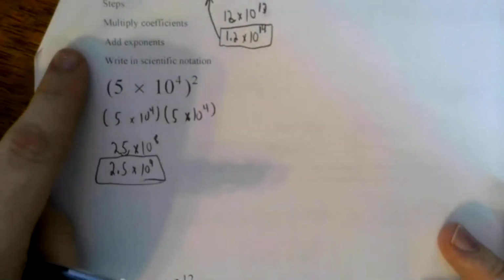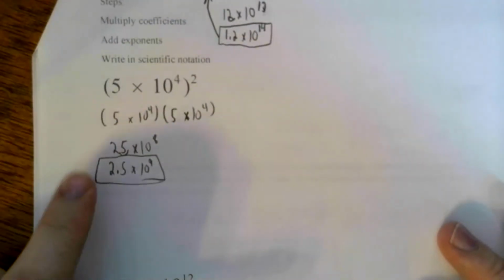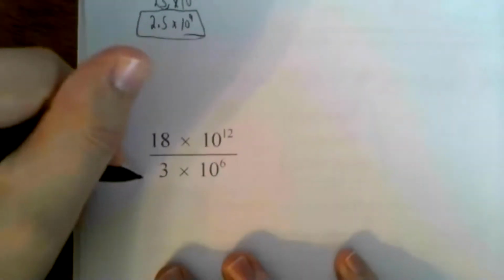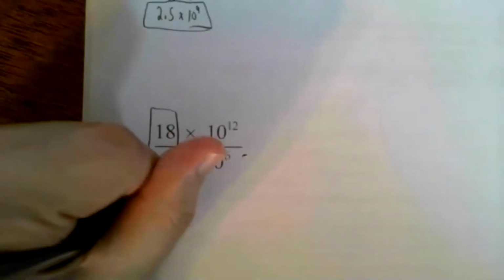Okay, so if these are the steps for multiplying two things in scientific notation, what do you think we're going to do when we're dividing numbers in scientific notation? I'm going to subtract the exponents and divide the numerator by the denominator. Yeah, absolutely. So we're going to divide the coefficients and we're going to subtract the exponents, right? So we have 18 divided by 3, which is 6, multiplied by 10 to the 12 minus 6, which is 6. Okay? So we divide the coefficients and we subtract the exponents.